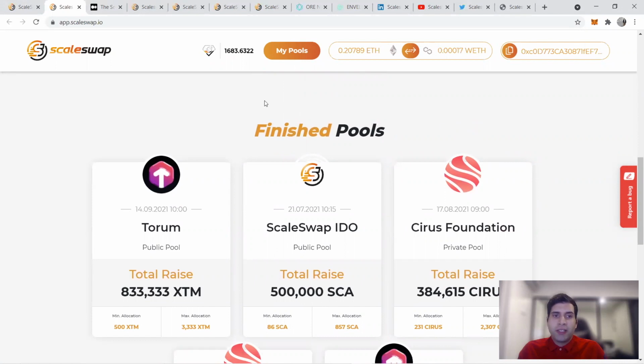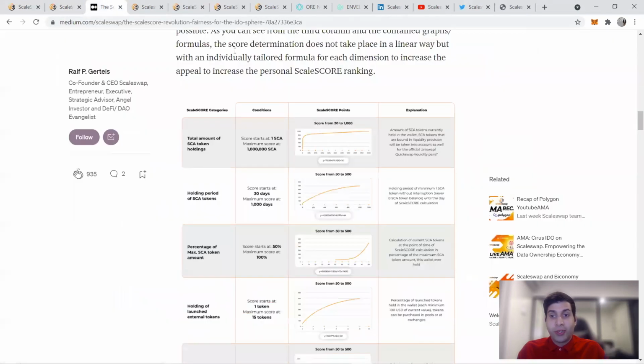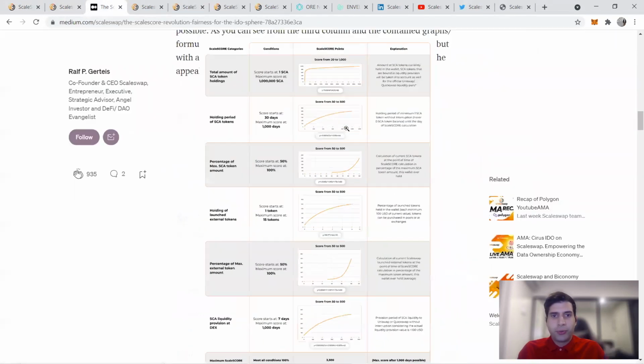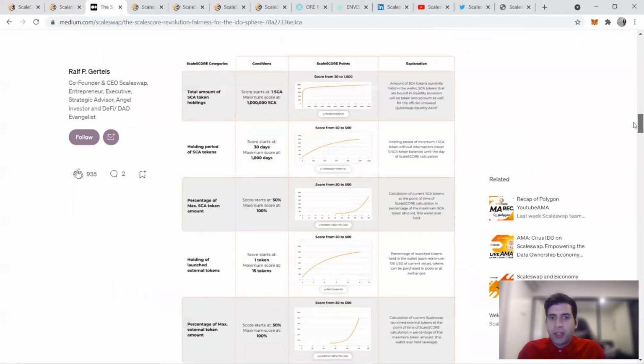In terms of what differentiates this launchpad, because right now we have tens of different launchpads, the scoring system is what differentiates it. Scalescore is developed by the team, and it's quite complex, but I'll go through it briefly, and I'll put a link for it. It's a combination of 6 scores that gives you a ranking, and based on the ranking, it guarantees you a spot in the IDO or not. The first factor is the number of SCA or Scaleswap tokens, and you can have a score from 1 to 1 million.